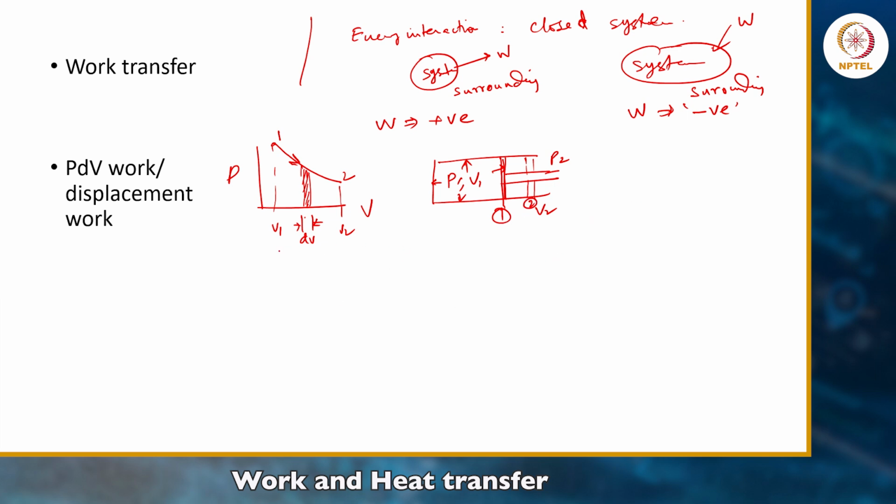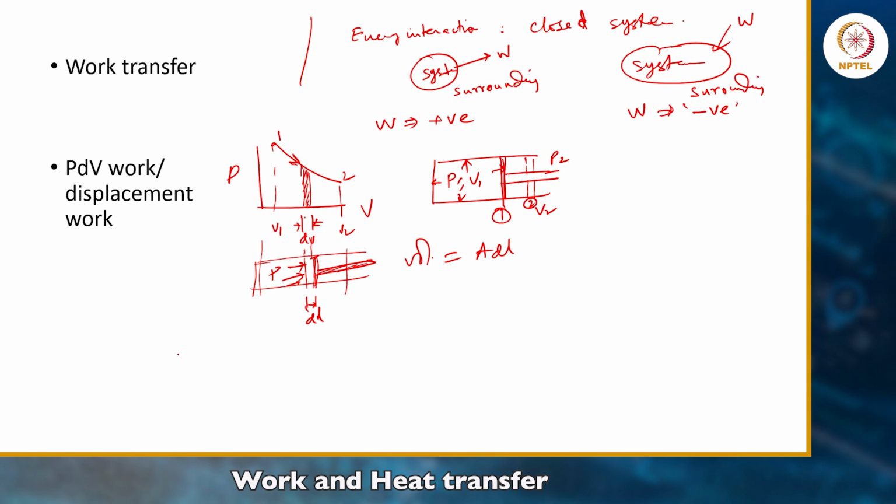Now if I draw this on the piston, the piston is initially here, and P is acting here. This area is dV. When the piston moves an infinitesimal amount dl, with AP the piston area, the volume change will be A dl, because the piston area is not changing, only the motion is changing.